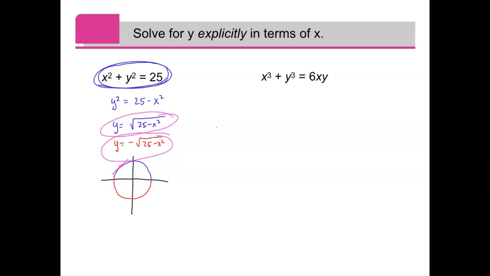But what about functions like this? If I tried to solve this one explicitly in terms of y, I'm going to run into some issues because I have a y here as well. And so, in fact, it's possible, but it's nearly impossible to do by hand. You would have to use a computer algebra system. So basically use a computer to solve it explicitly in terms of y, and you'd get three equations instead of the two like we got with the circle.